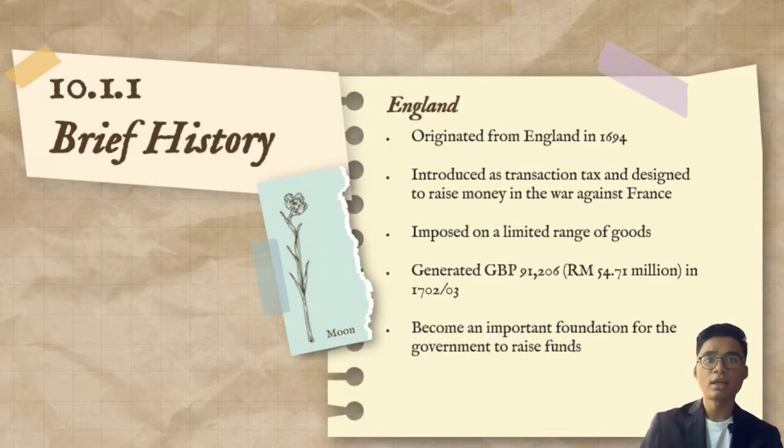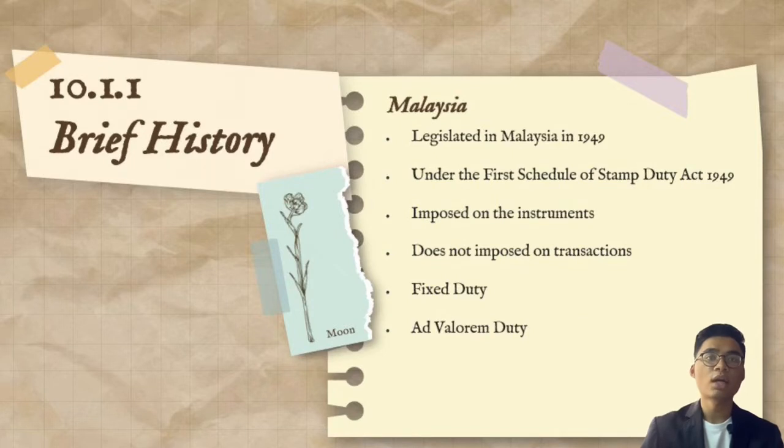After less than a decade since the implementation of stamp duty in England, the country was reportedly generating a profit of 91,206 Great Britain pounds from the stamp duty, which approximates to 54.71 million ringgit Malaysia in the year 1702-1703. So, due to its ability to raise funds for the government, stamp duty has been an important foundation until today. Next, we will see how stamp duty was introduced in Malaysia.